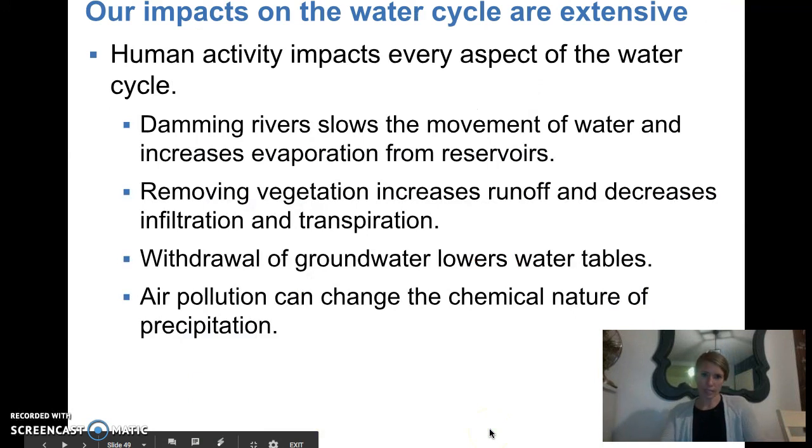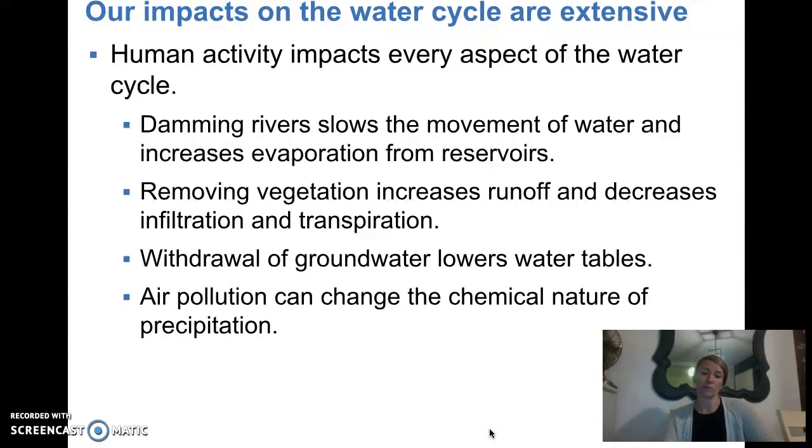And I'm sure that you could guess this, but our impacts on the water cycle are huge. So human activity basically affects every aspect of the water cycle. So when we dam a river to create a lake or to divert flow, we're slowing the movement of water and increasing evaporation from reservoirs, because now it's a higher level of exposure. So that was one of the things that increased evaporation.